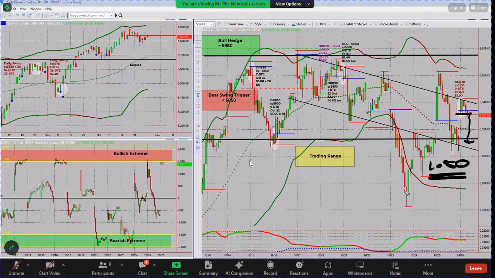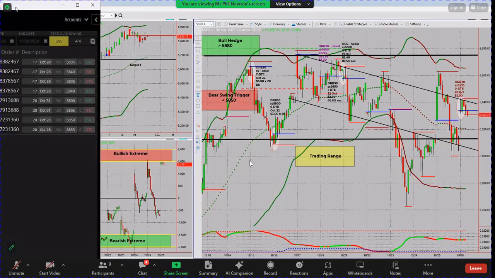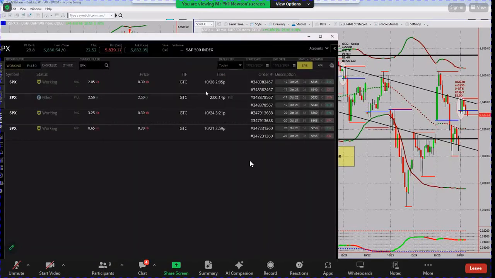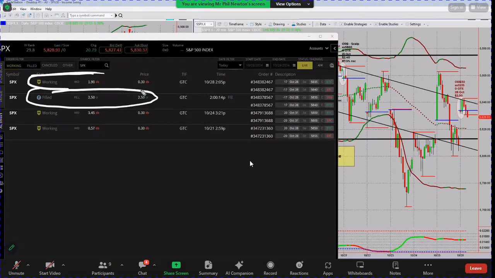So I could place my automatic buyback order. If I collect $2.15 credits, I could buy it back for $1. Now, the caveat to all of this is, let me just get my brokerage up again. I always place an automatic buyback order. So these are my SPX orders for today. I've got a couple of trades on. This is today's trade. I've filled at 2.50 and I've placed an automatic buyback order for 30 cents.